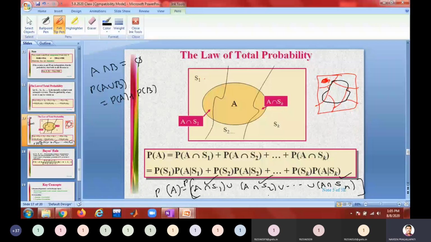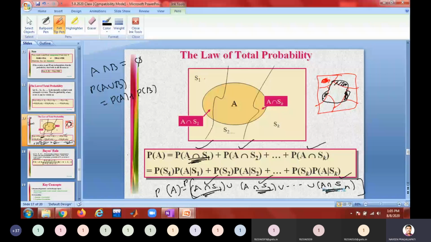Are there any common points between this and this? This is A intersection S1, this is A intersection S2. There are no common points, so these are all disjoint events. So when I apply probability on this, the probability of the union equals the sum of the probabilities. And each term is nothing but a joint probability, and you know the formula for the joint probability: P of S1 into P of A given S1, P of S2 into P of A given S2, P of Sk into P of A given Sk. That is what he has written.